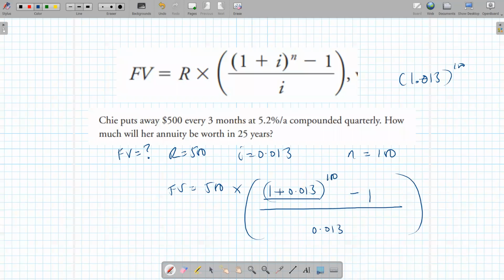So do you understand what's happened here in this question? This person's put in 500 every 3 months, so he puts in $500 4 times a year, and he does this for 25 years. Here's a better question. How much interest did he earn? You just subtract 500. No, not just 500. He's been putting in 500 every 3 months for 25 years.